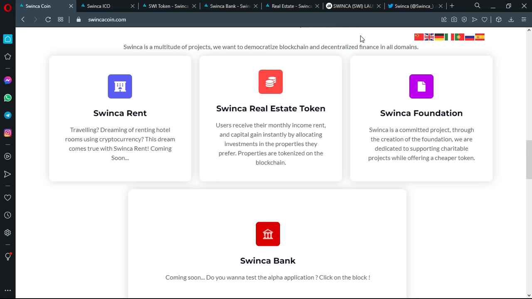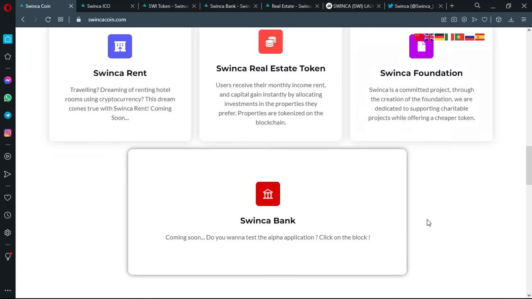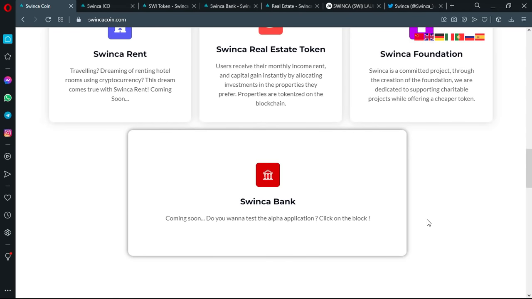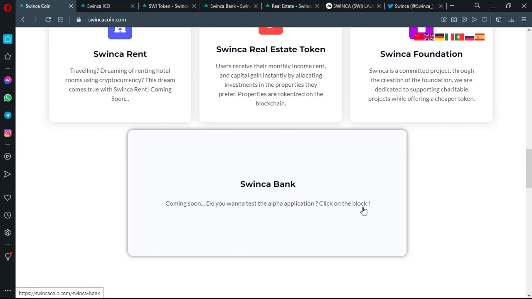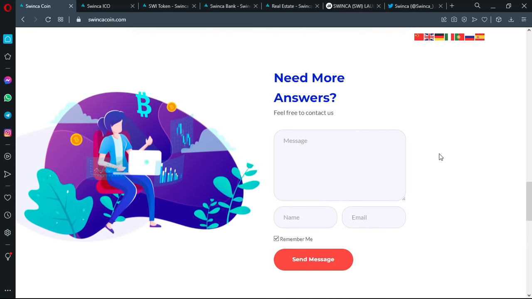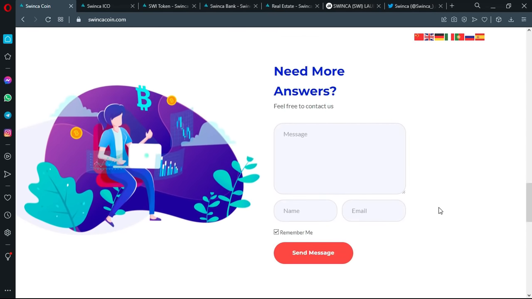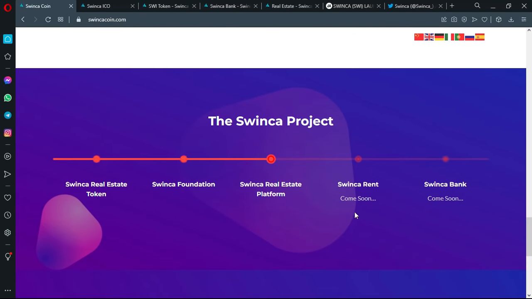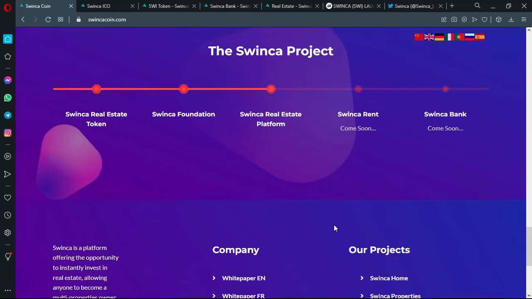and it is a committed project through the creation of the foundation. They are dedicated to supporting charitable projects while offering a cheaper token. And of course, coming soon, the Swinca Bank. If you want to test the alpha application, you can go ahead. If you have any questions, you can ask them on this form and send a message. And here you have the development of this Swinca project. As you can see, they are working on so many things. Swinca Rent and Swinca Bank are coming soon.